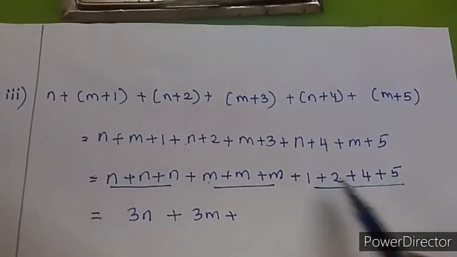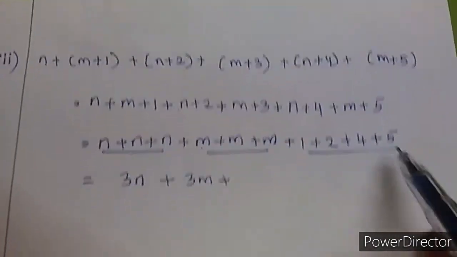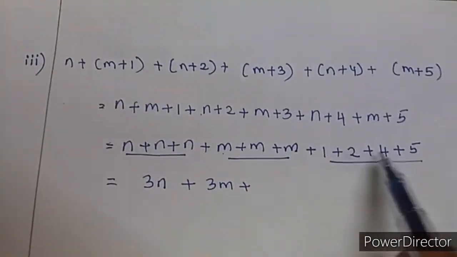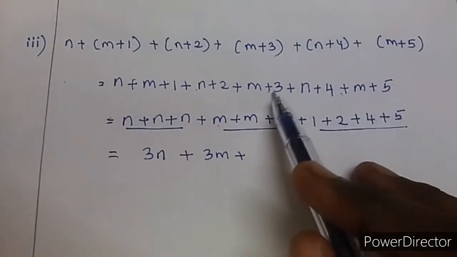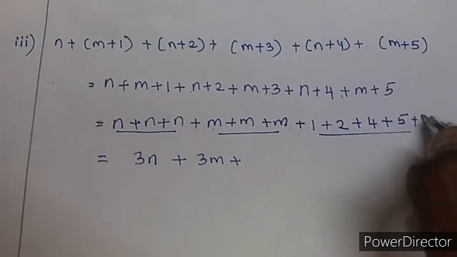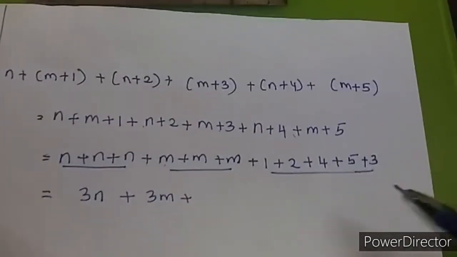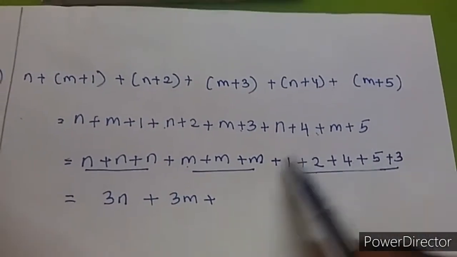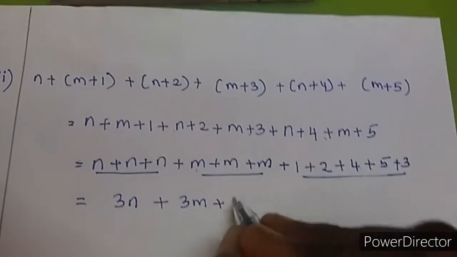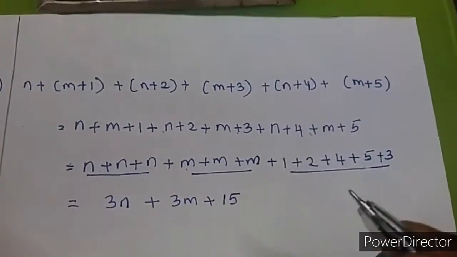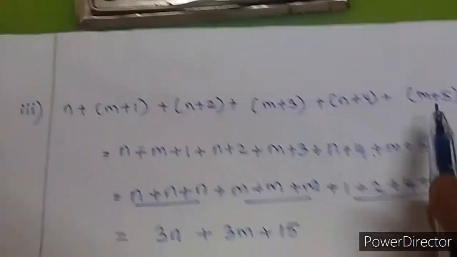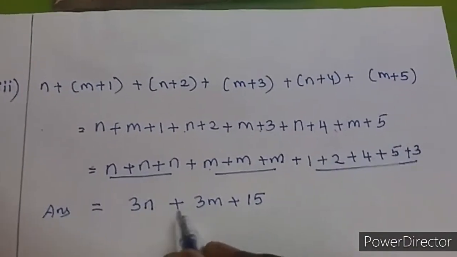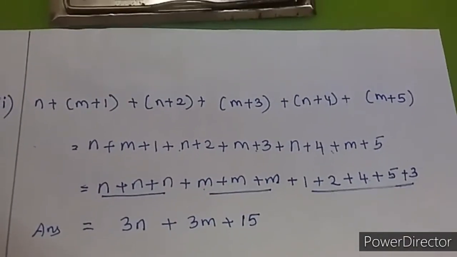Any other, you just check it students. We left out any number. 1, 2, see 4 and 5 is there. You have to write plus 3 also here. Like that you please identify and then add the constant number now. So if you are adding this number, you will get the answer as 15. Now once you simplify this sum, you will get answer 3n plus 3m plus 15.